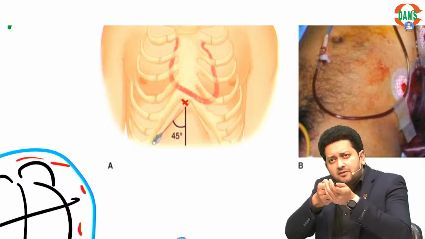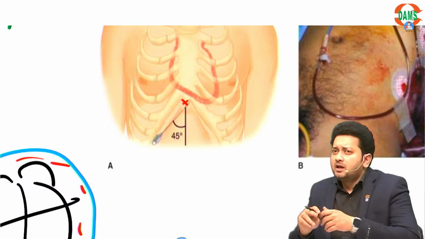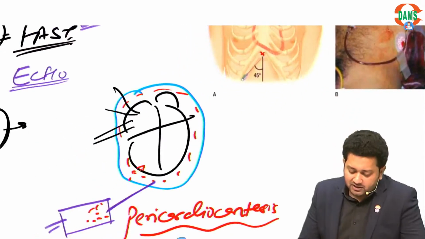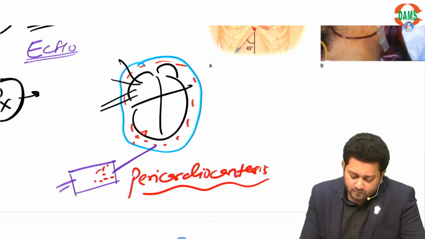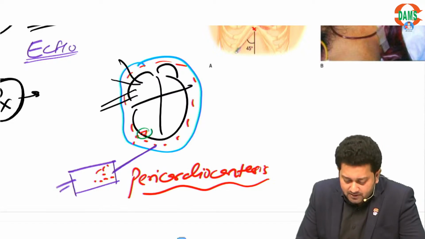Keep giving the negative pressure, keep proceeding. Suddenly you will feel that the blood is coming, and now you are in the correct area. You start aspirating the blood. Okay, so this is pericardiocentesis. But remember, the main problem is not this. The main problem is injury in the heart.